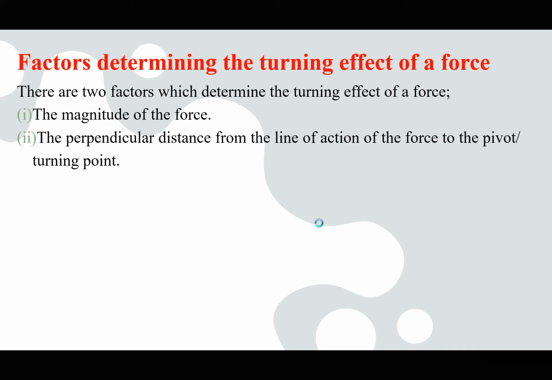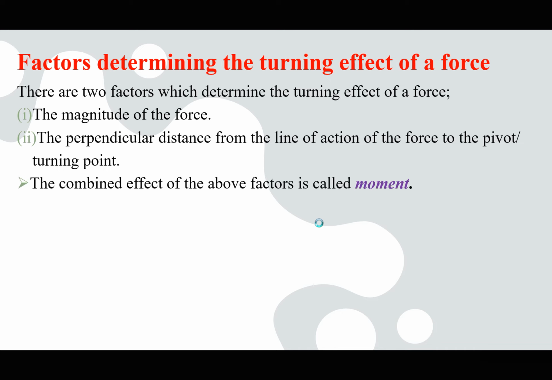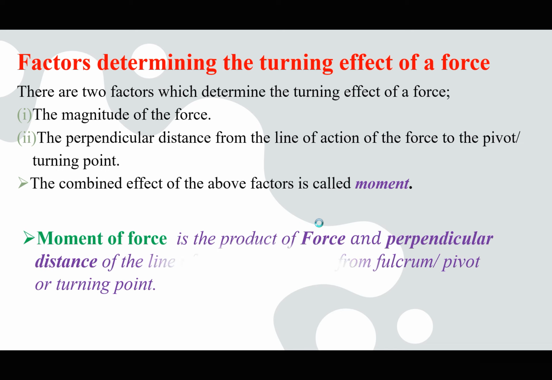Therefore, the combined effect of the magnitude of the force and the perpendicular distance from the line of action of the force to the pivot, the point where turning takes place, is what we call the moment. So we can think about moment as the combined effect of the force and the perpendicular distance. In IGCSE, you just expressed a moment as the turning effect of a force. So what do we mean by moment of a force? To define moment of a force, we shall look at the magnitude of the force and the perpendicular distance of its line of action from the fixed point where we are taking moments, and that fixed point we shall call the pivot.